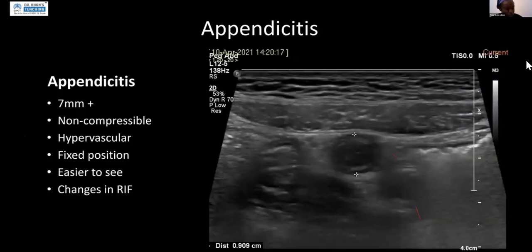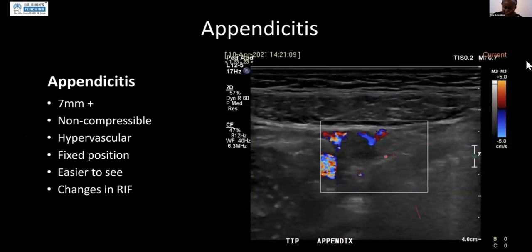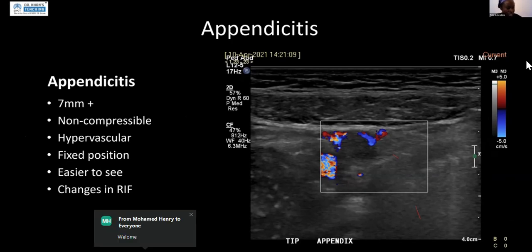When you've found your appendix, if it's appendicitis, you'll see that it's more than 7 millimeters in diameter, which you can see in this case. You won't be able to compress it. It'll be hypervascular, like we saw on the initial case, and it won't move. It'll be in a fixed position. And I find that if I can find the appendix really easily, so sometimes even with my curvilinear probe, if I'm just having a look in the pelvis and I see the appendix, it's more likely to be inflamed than not inflamed.